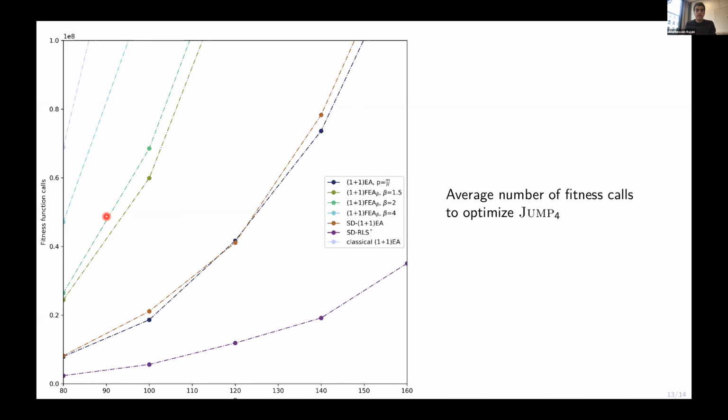The next 3 ones are 1+1 EA with heavy tail mutation with 3 different parameters beta. And the last one is the classical 1+1 EA with a standard mutation probability, which is 1/n.